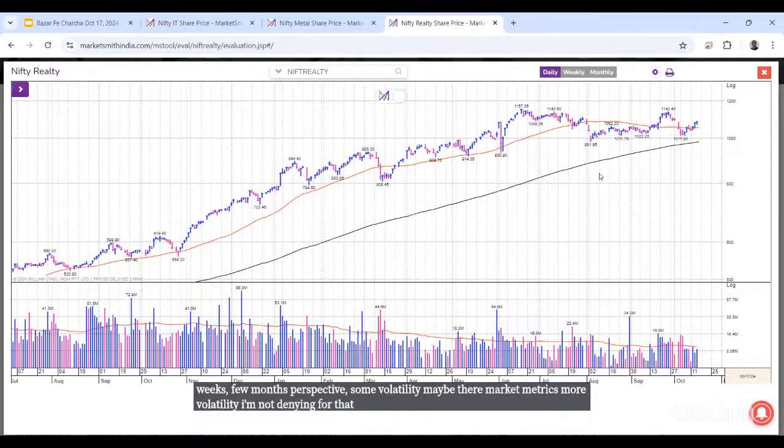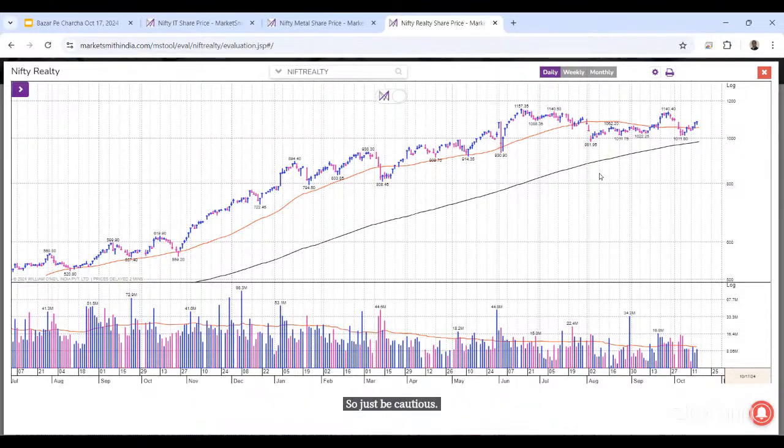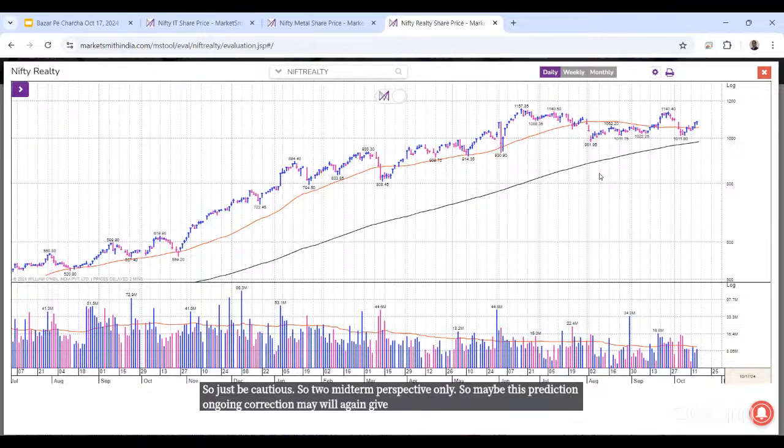So be cautious. But from the long term perspective, we are still in a cyclical bull trend, and this bull trend may continue. But a bull trend does not mean that there may not be any correction. There should be a correction, and there must be a correction. It is quite healthy for the market. So just be cautious, that is for the short to mid term perspective only. This ongoing correction may again give a good opportunity to buy good quality stocks at attractive prices. I am not denying that. But yes, some volatility and some negativity may be there on the charts in coming days and weeks. But long term, again positive.